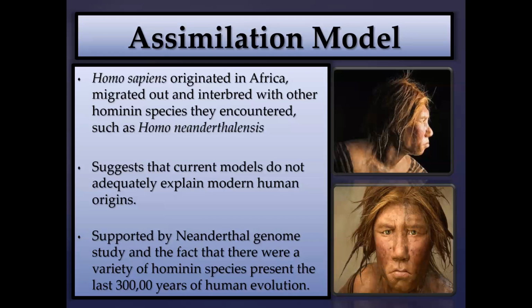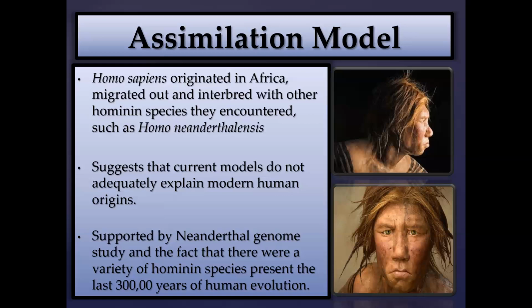So this model, the assimilation model, agrees that Homo sapiens originated in Africa. So they agree with out of Africa on that particular point. But where they disagree with the classic out of Africa model is that those who ascribe to the assimilation model believe that once Homo sapiens migrated out, they interbred with other hominin species that they encountered, such as Homo neanderthalensis. So this model suggests that the current models do not adequately explain modern human origins.